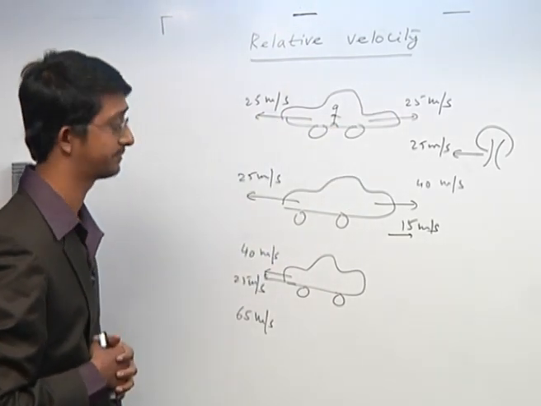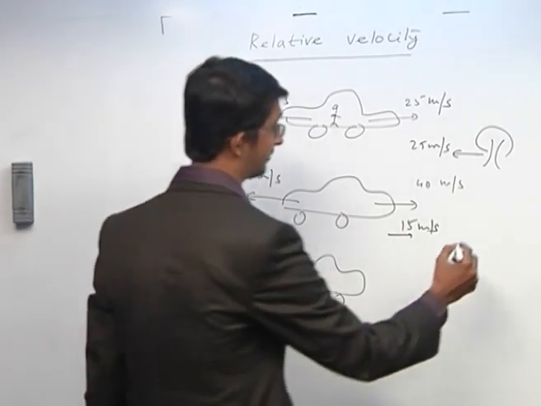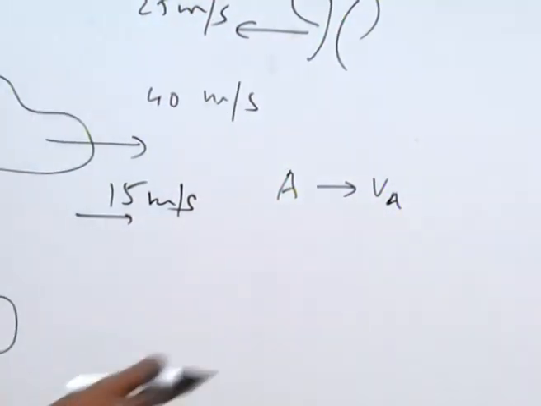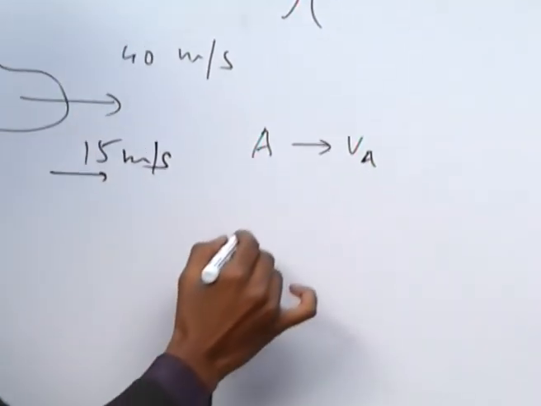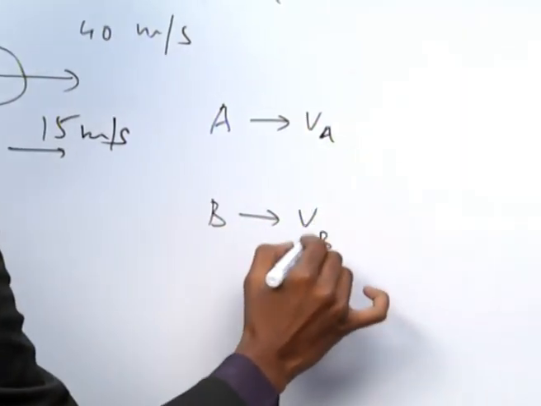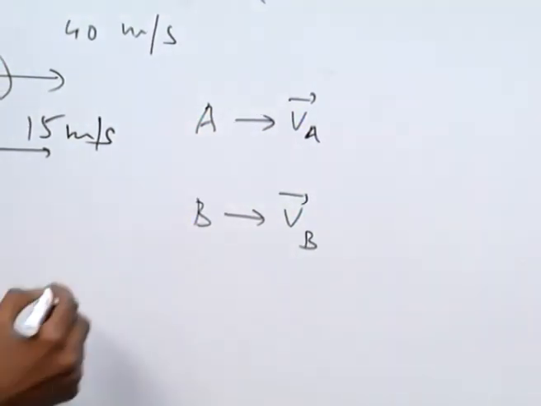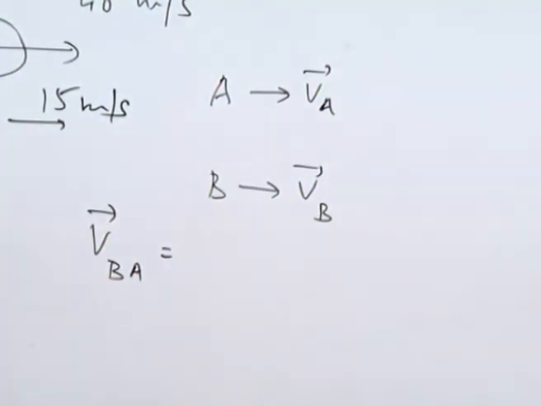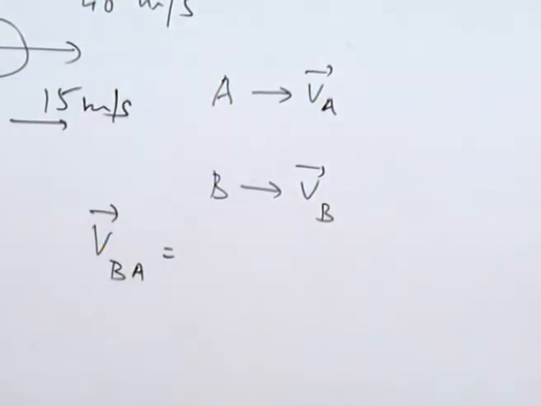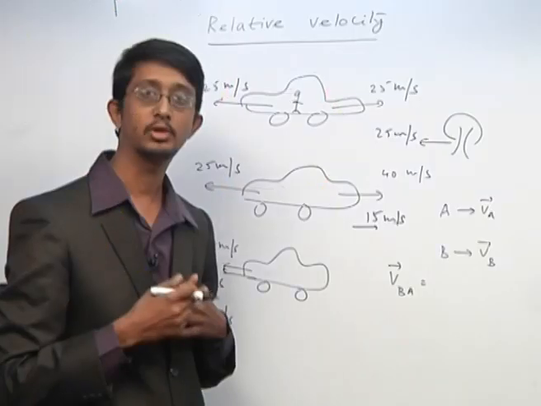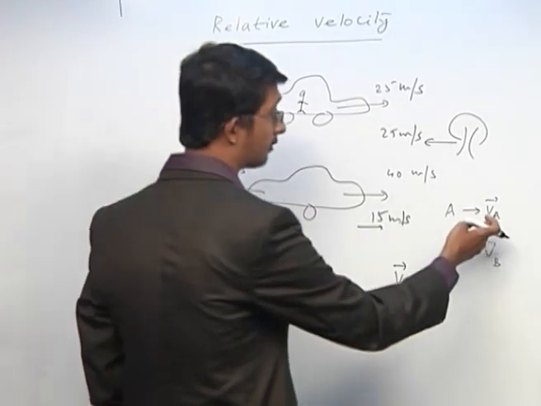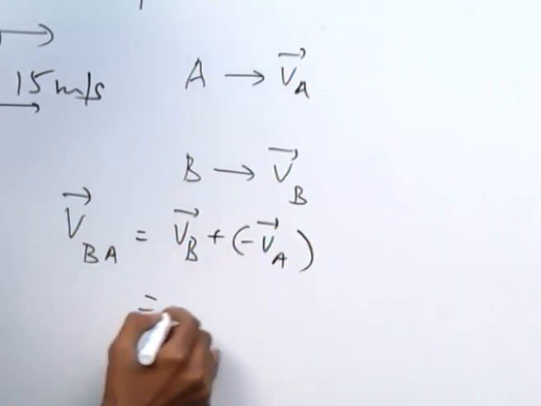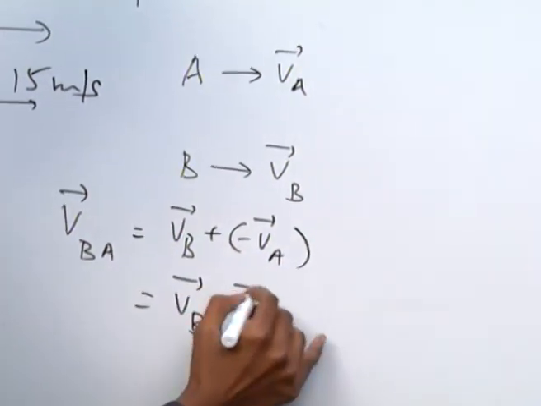How do I formally write this in terms of an equation? For example, if you have an observer A going with a velocity VA, when I say going with a velocity VA, it is with respect to ground. If you have an observer B going with velocity VB, then velocity of B with respect to A as seen by A. How do we get the velocity of B as seen by A? We must add negative velocity of A to all the objects, to himself also, to all the objects. So you add negative of VA to VB. Add negative of VA. So it becomes VB minus VA.